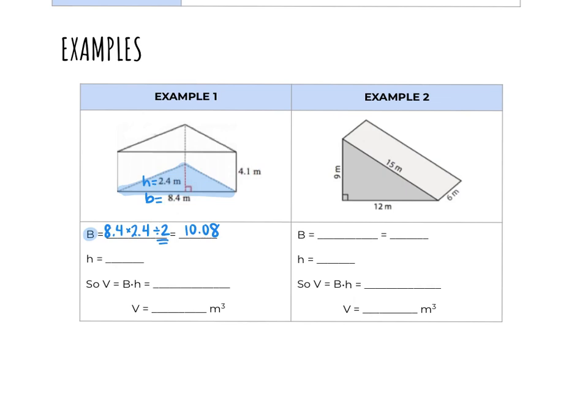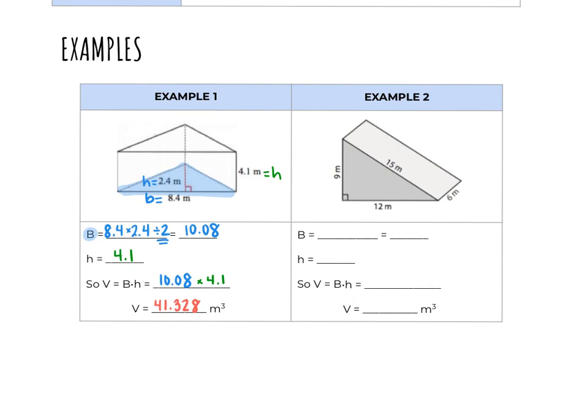Next, I multiply that by the height of the prism, which here is 4.1, because that's the distance from base to base. So to find the volume, I take those two answers and multiply them together: the area of my base triangle times the height of the prism. That gives me an overall volume of 41.328 cubic meters.